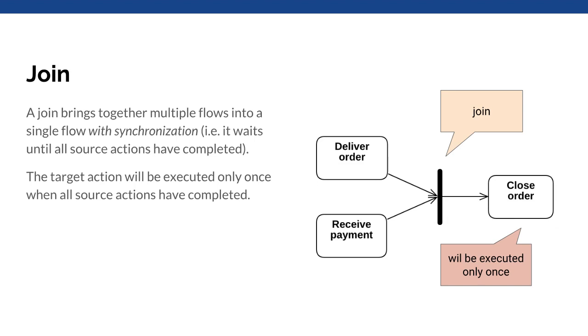Like the fork notation, a join is depicted as a solid thick line, either vertical or horizontal. The difference is that, in a join, there are several incoming flows and only one outgoing flow. In the example, a join has two source actions, namely, deliver order and receive payment. The action of close order as the target action will only be executed once when both source actions have completed.